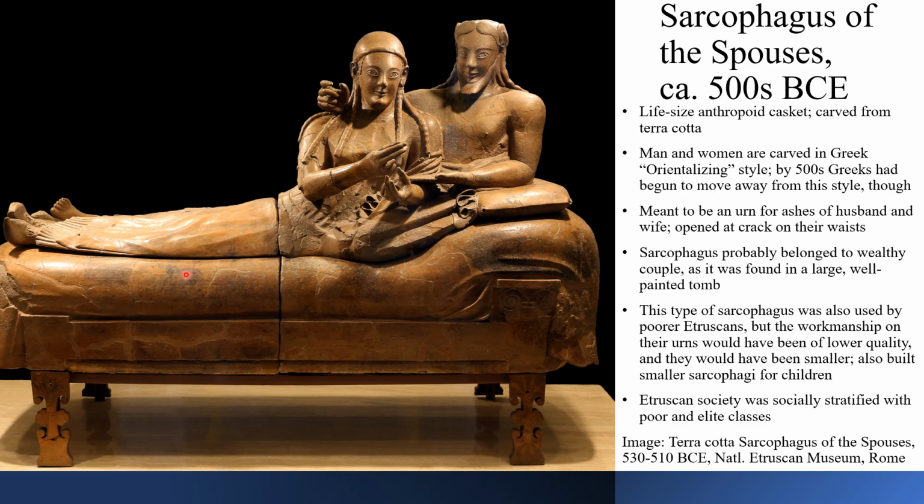And this differing size and quality in Etruscan funerary sarcophagi shows that Etruscan society was very socially stratified. There was an elite upper class that could afford very nice, very ornate sarcophagi like this one here. And then there was a poorer class that had to do with cheaper and simpler urns. This piece was made supposedly between 530 and 510 BCE, and it's at the National Etruscan Museum in Rome.